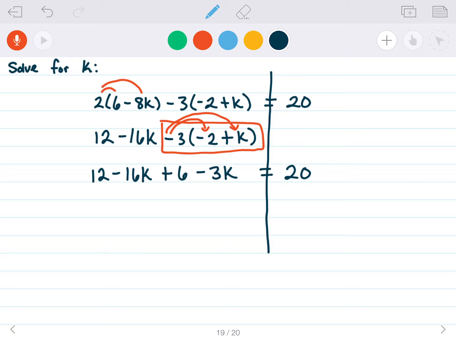Okay, now on the left I can combine like terms. I have these guys to combine, and I have these guys to combine. So 12 and 6 make 18. And negative 16 and negative 3 make negative 19. So there's my combining like terms. And from here, what I can do on the left side, if I want the variable in the front, I can just switch the order by the commutative property of addition.